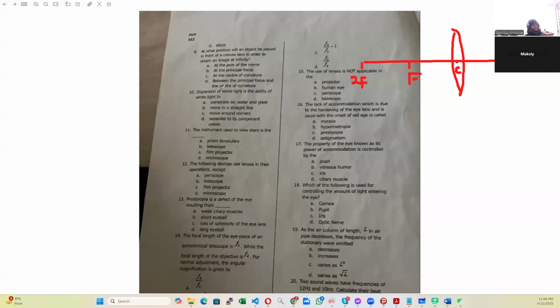Even if this is the optical center, it's still not D, because if the object is placed between the optical center and F, the image will be formed here. It means the image formed will be an erect and upright image. So it can be D. How is the image formed erect? The object is placed at F.